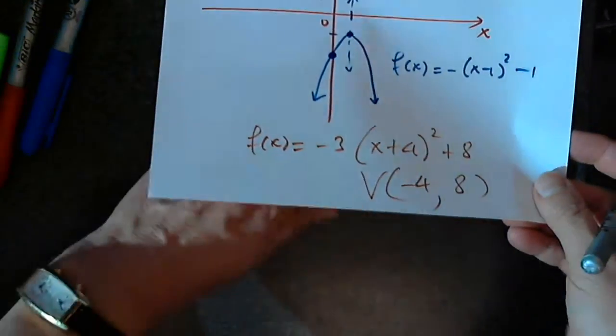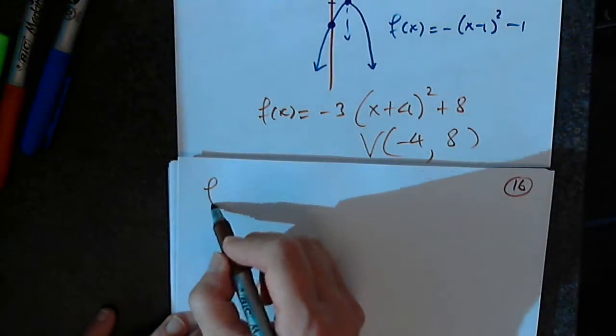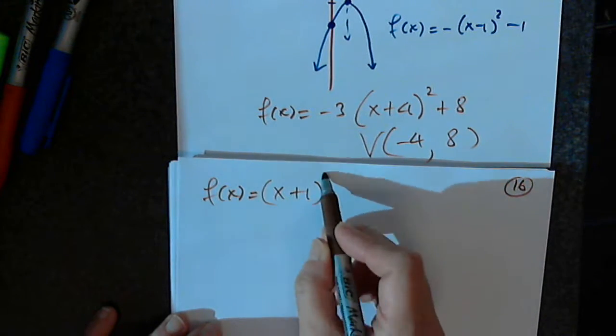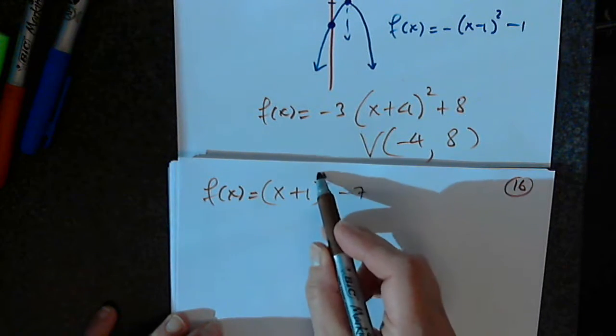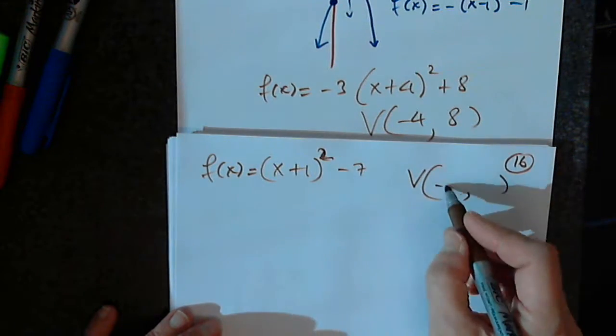Okay, let's say 2 more, or at least 1 more. Let's say f of x equals x plus 1 squared minus 7. Can anyone identify the vertex for us? Negative 1 and negative 7.